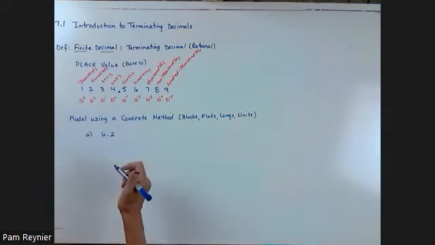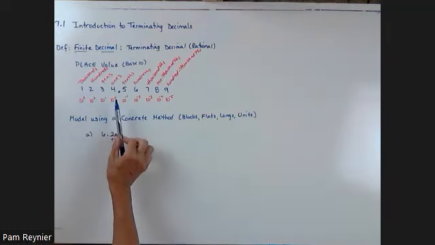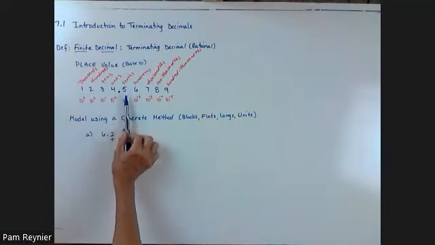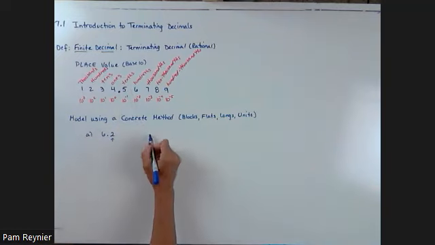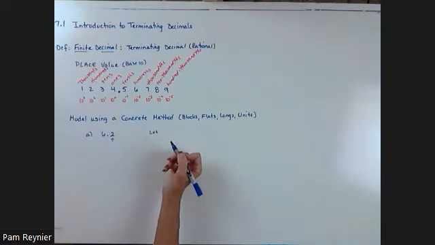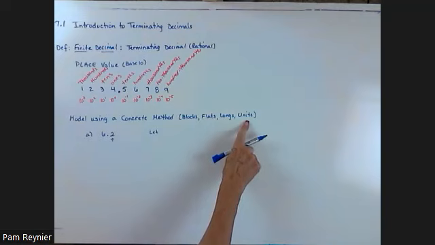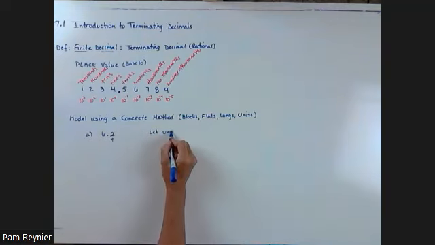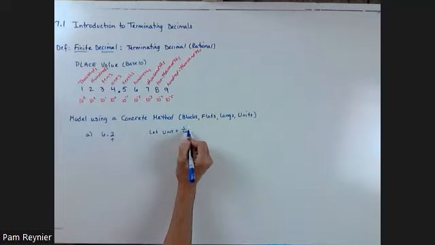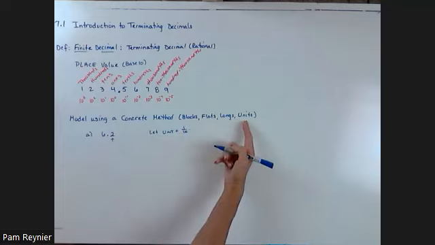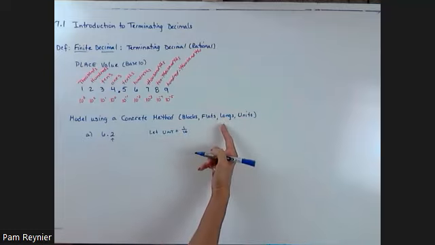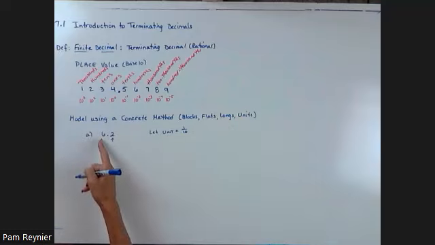Since our farthest place value to the right is in the tenths column, it's 1 to the right, I'm going to start with that. And I'm going to let my smallest unit of measure equal 1/10. And then I'm going to work from there. So that means a long is going to represent whatever the next column is.